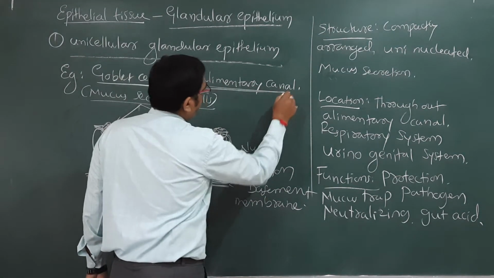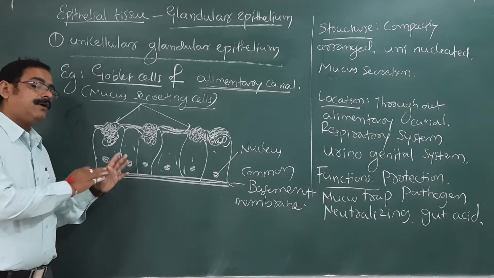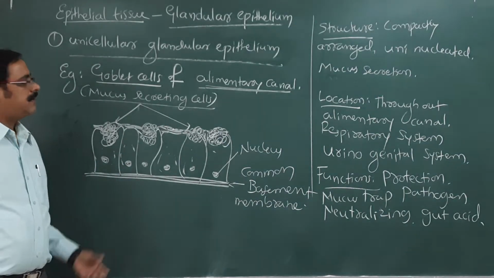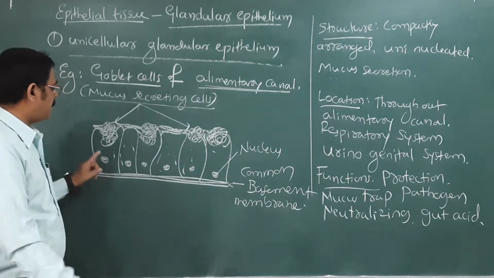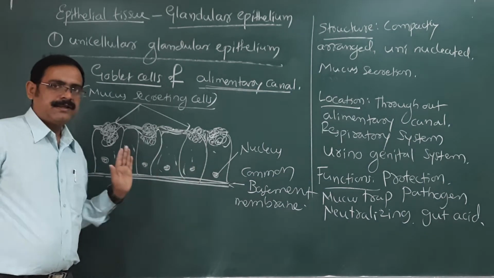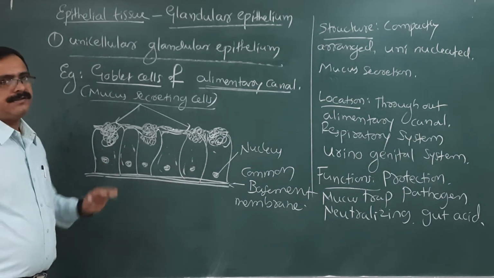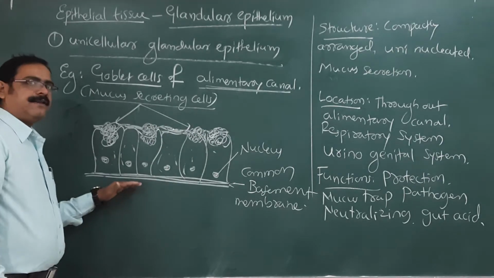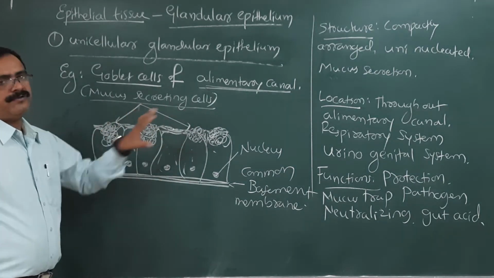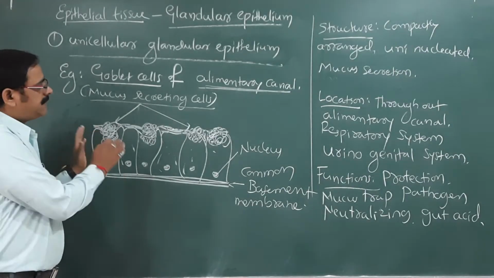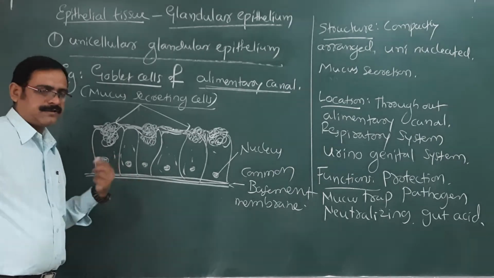We call it the alimentary canal. And other than that, when we look at the structure of this, mainly the mucus-secreting simple glandular epithelium, they are mainly uninucleated. Most of the time the nucleus is basally located, they rest on a basement membrane, and they secrete lots of mucus. So the cells are compactly arranged. This is what we talk about in the structure.